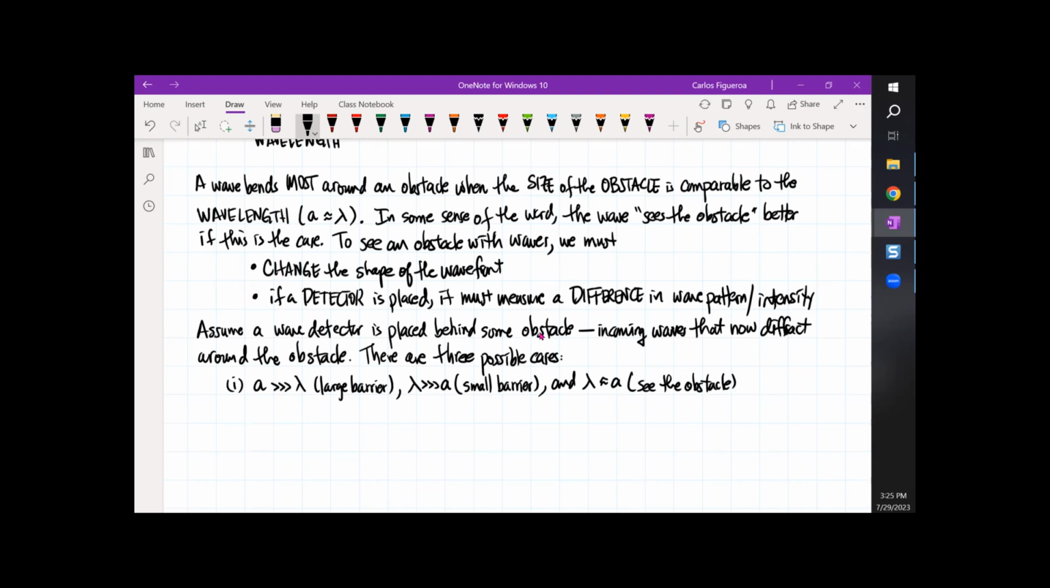So what I'm going to do here is go share my screen and look at the applet. And then we'll adjust the values so you can see what I mean. So the first case that I want to look at is a large barrier. So now we're going to use this applet to actually look at the situation where we have a very large barrier. So let's change the parameters here.